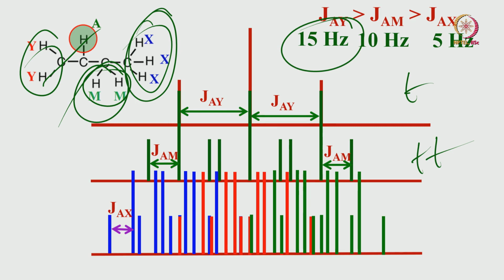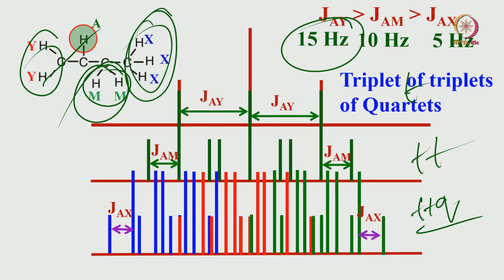You see the spectral complexity, remember it is not easy to analyze. It takes an enormous amount of experience to analyze such a spectrum. Nevertheless, since I know the coupling pattern, I know the molecule. What do you call this pattern? This is called a triplet of quartets. This is called a triplet of triplets of quartets.